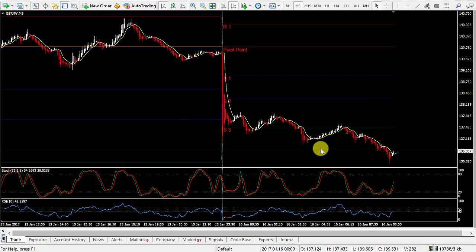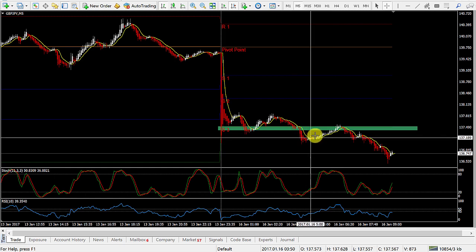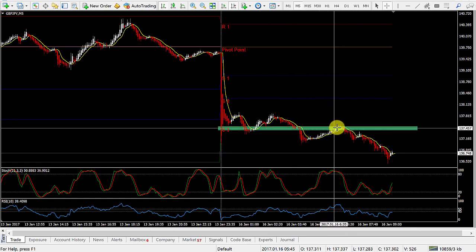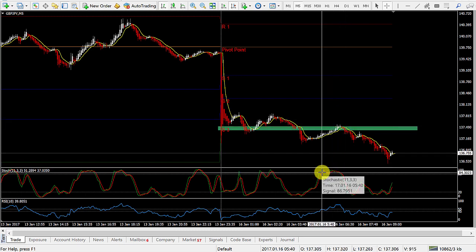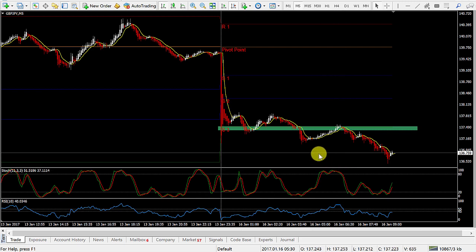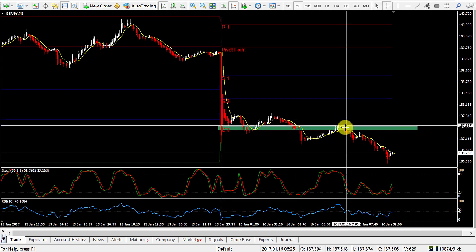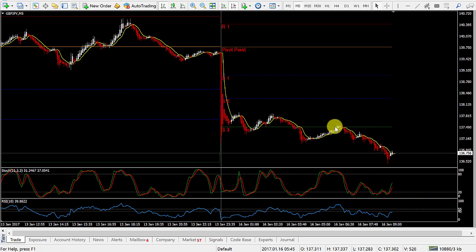Now let's talk about complex pullbacks. In the last video we talked about simple pullbacks, and just to show you one more beauty, this one is a very simple pullback, only white candles, small white candles back into the trend, and then we got this signal here. We got a beautiful stock with a double top, and we had this gap open on a Monday, and then we continued to the downside. So this is a very nice simple pullback.